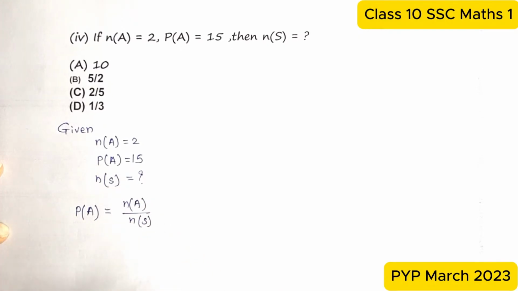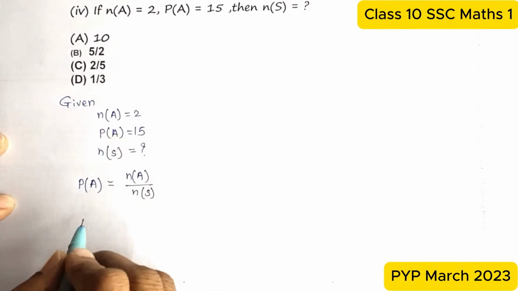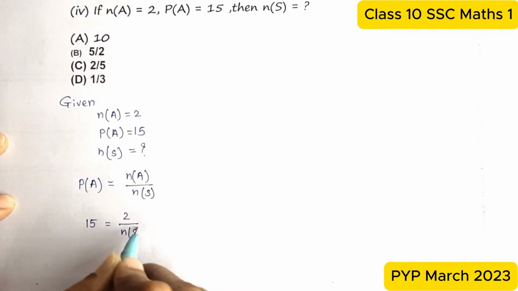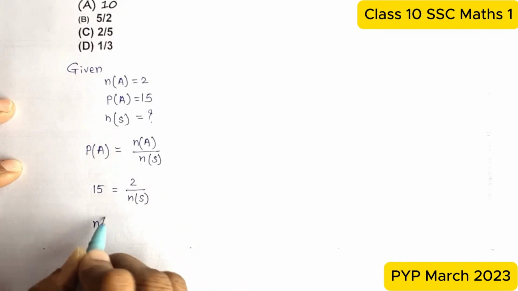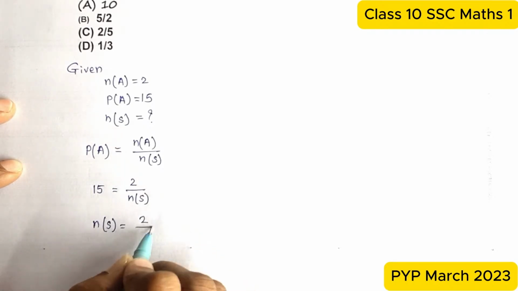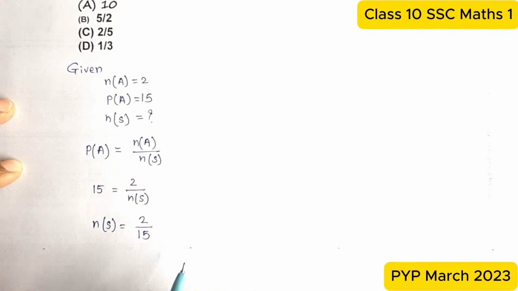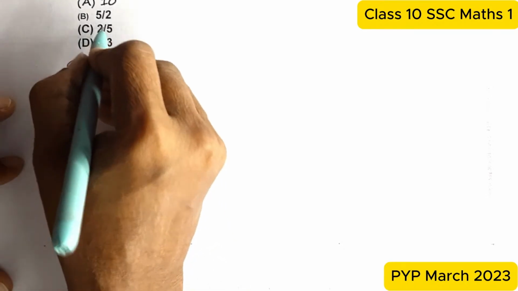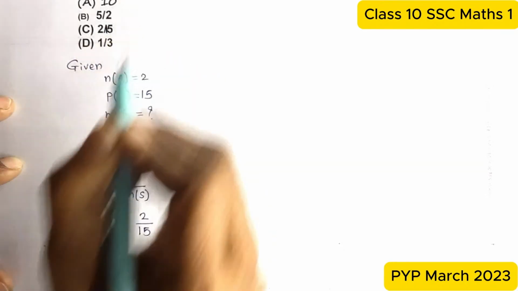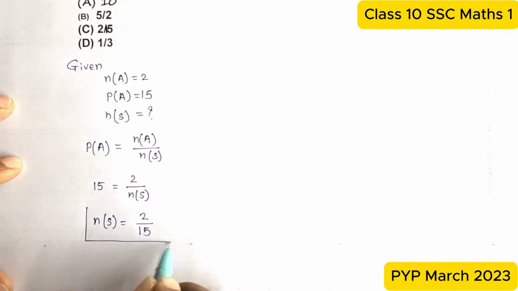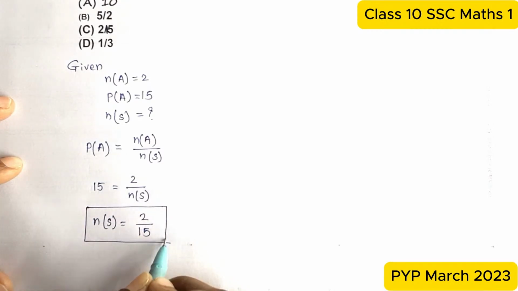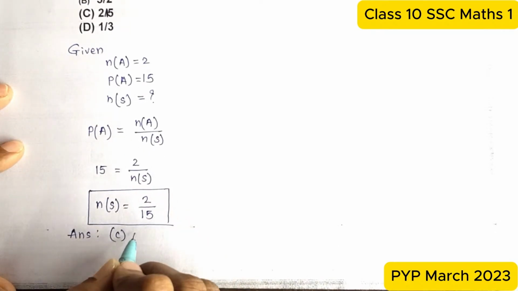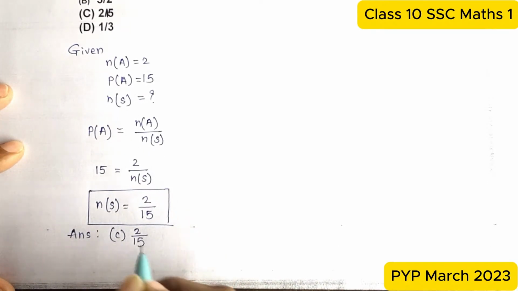So now here the substitution, so given here 15 is equal to 2 upon n of s. So now here only change the places. n of s is equal to 2 of 15. Okay students, so the correct answer is 2 of 15. So the answer C here we write 2 upon 15. Okay, so the correct answer is option C, 2 upon 15.